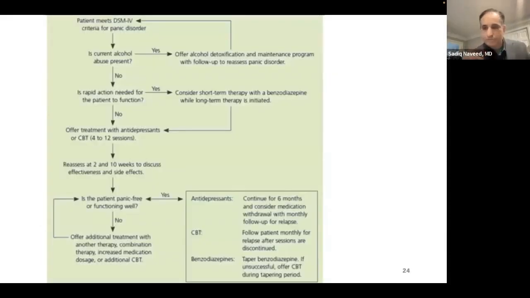Use it for short term, 4 to 6 weeks, and then try to taper patients off. CBT can be very effective for anxiety disorders. And always consider this if you have that availability in Pakistan. And it's mostly work on behavioral measures and cognitive restructuring.